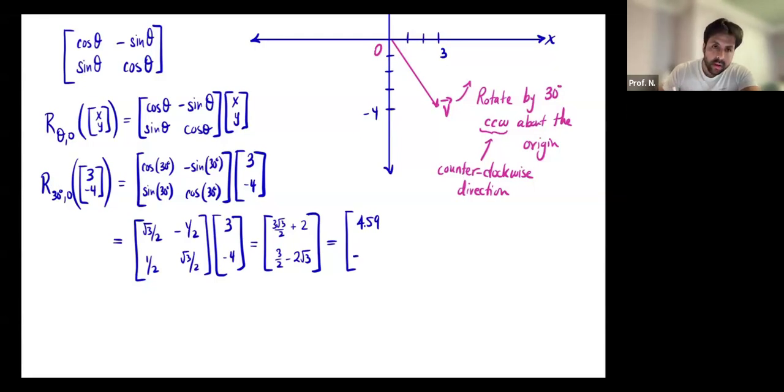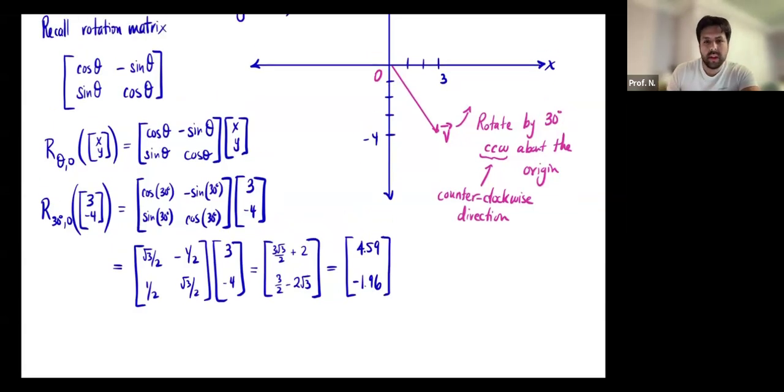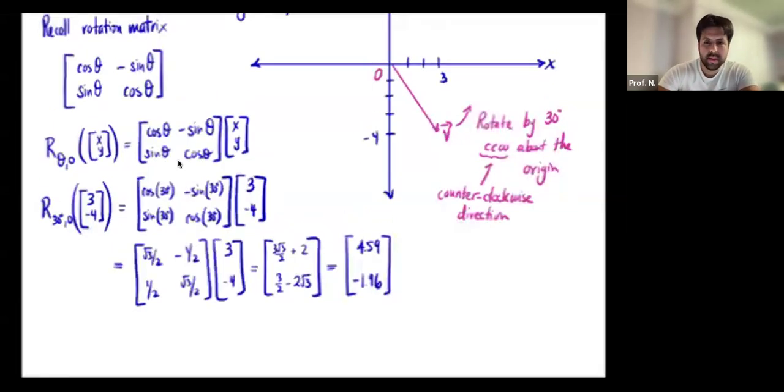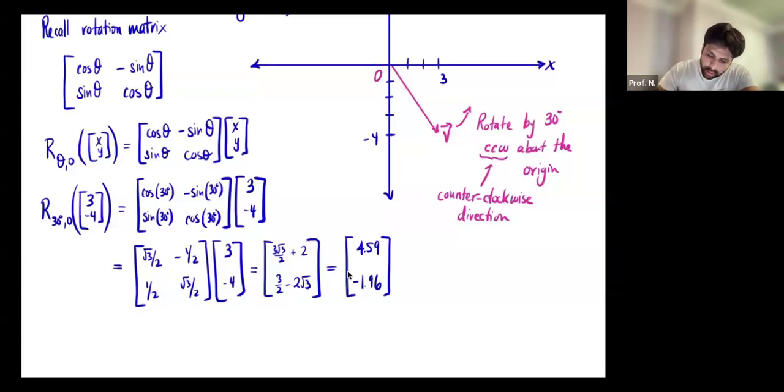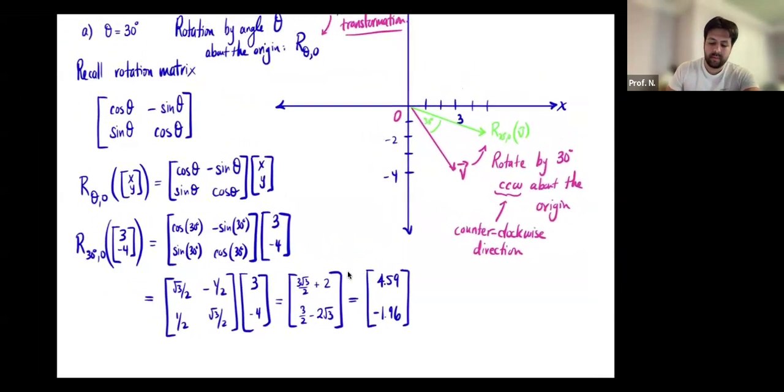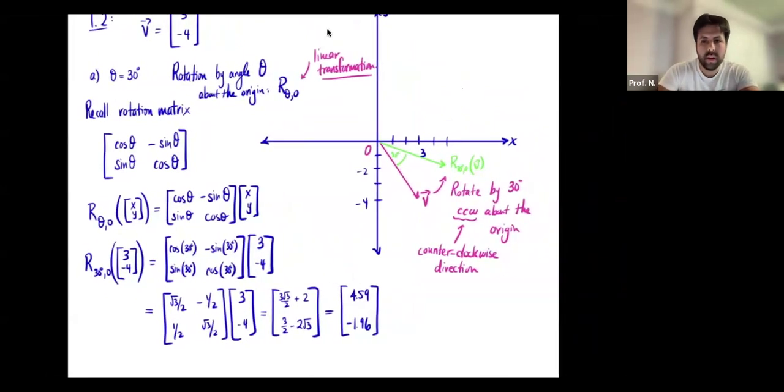So I get these numbers. You guys see that? Yeah, you guys see it. So then my result will be what? Like this is like 4, 5, right? And then you get negative 1.6. So it's going to be somewhere here. Of course, this is not perfect. But this would be the rotation of 30 degrees of V. So this here would be 30. You guys follow?